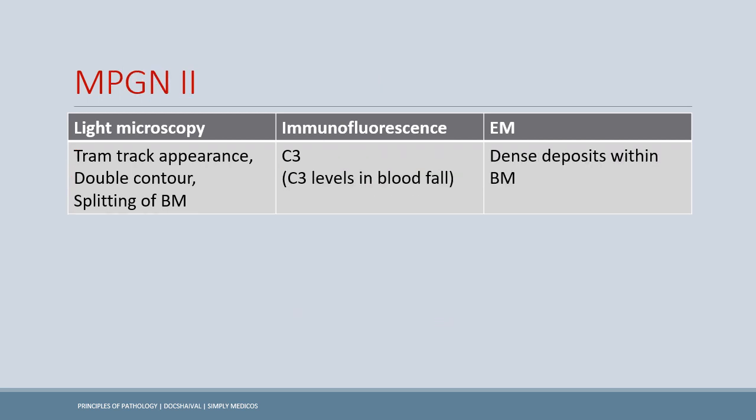In MPGN type 2, we have dense deposits, but they are within the basement membrane, and the tram track appearance and the double contour pattern are all the same, and that leads to splitting of the basement membrane. But the difference is that we only see C3 in the immunofluorescence. And I mentioned that C3 nephritic factor causes the excess activation of the complement pathway, and concurrently the C3 levels in the blood would fall.